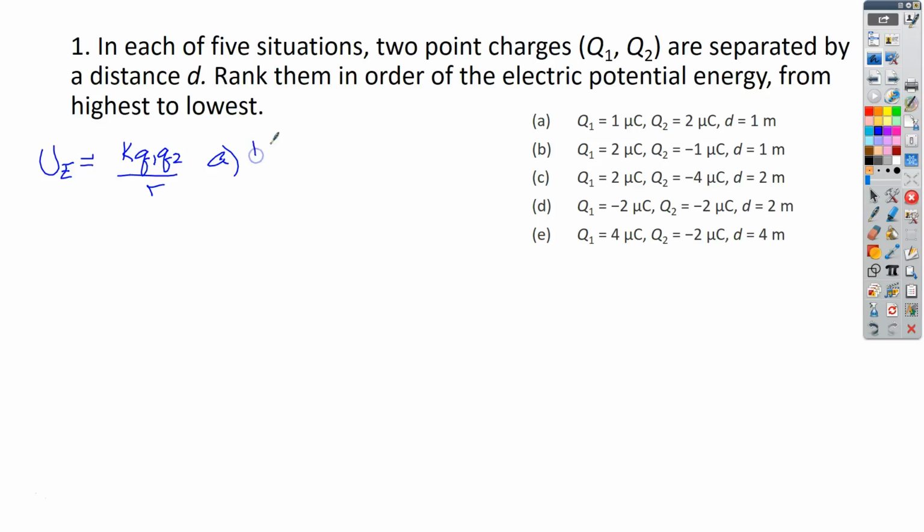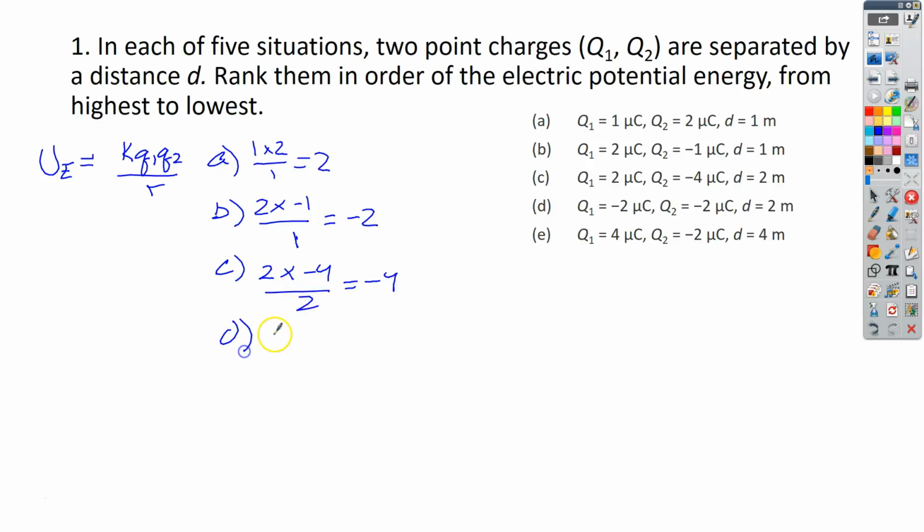For letter A, we have 1 times 2 over 1, so that one's 2. For letter B, we have 2 times negative 1, divided by 1, and that one is equal to negative 2. For letter C, we have 2 times negative 4 over 2, and so this one's equal to negative 4. For letter D, we have negative 2 times negative 2 all over 2, and so that's a positive 2.